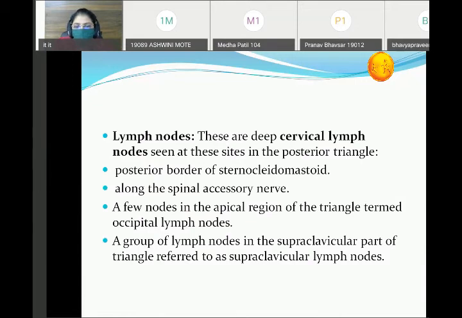And a group of lymph nodes which are present over the supraclavicular part is called the supraclavicular group of lymph nodes. Long back we studied this group of lymph nodes, called Virchow's group of lymph nodes, during the mammary gland. In carcinomas or malignancies of the mammary gland, there will be enlargement of the supraclavicular group of lymph nodes.